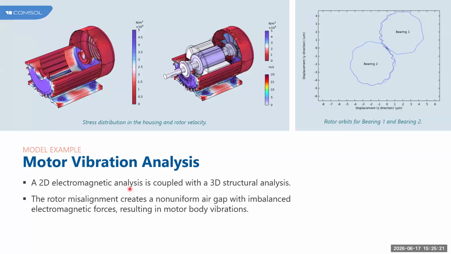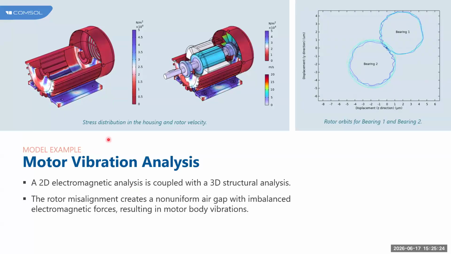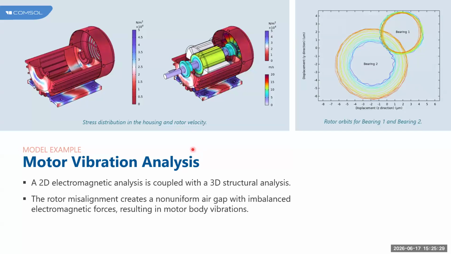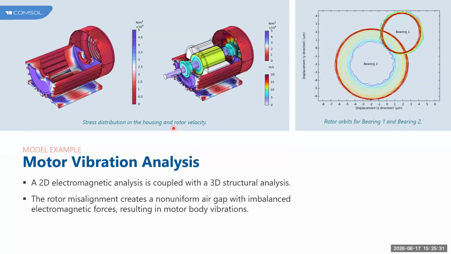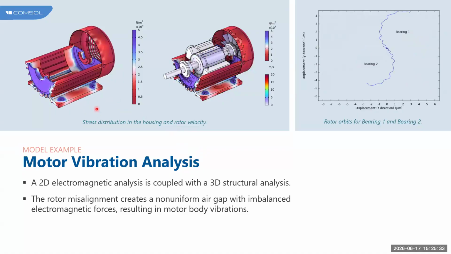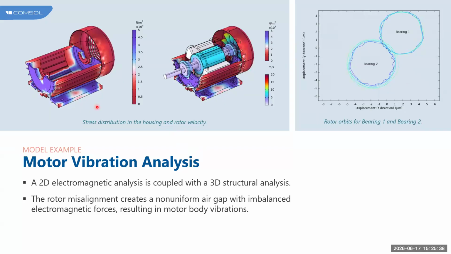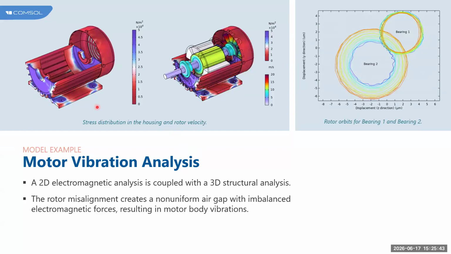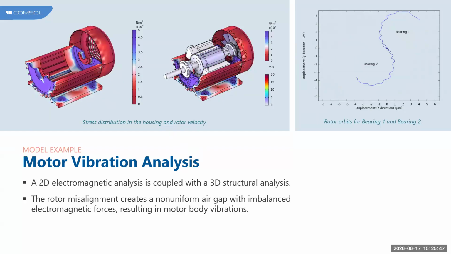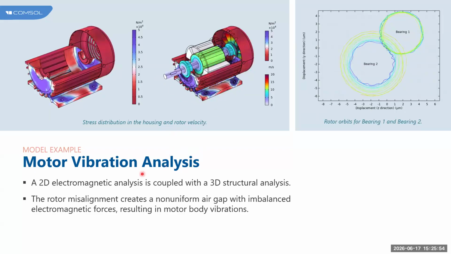Moving further, this example model demonstrates motor misalignment. So COMSOL can also do motor vibration analysis. The vibrations in this particular example are caused by eccentricity, which is the misalignment between the rotor and the stator. You can not only display these stresses in the housing, but also overlay the animation with the rotor velocity, as indicated in the middle picture here.